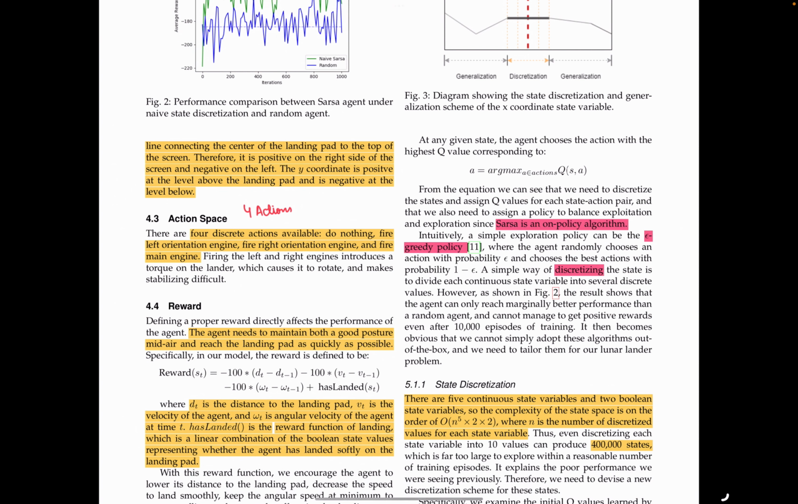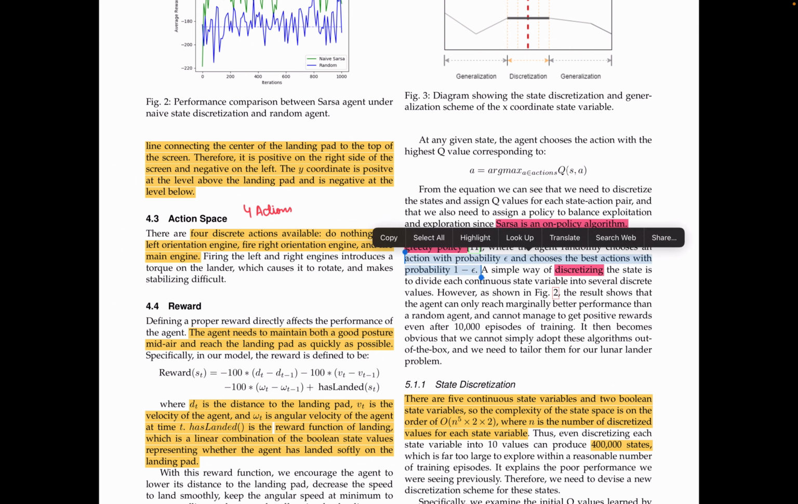So as I told you already, SARSA is an on-policy algorithm, meaning that it follows a given path only. It follows a given policy that it thinks is right. It's taking actions and getting rewards for that. It continues on that path and does not depend on any other policy, right? So a simple exploration policy is called the epsilon-greedy policy, where the agent randomly chooses an action with probability of epsilon and chooses the best action with probability 1 minus epsilon.